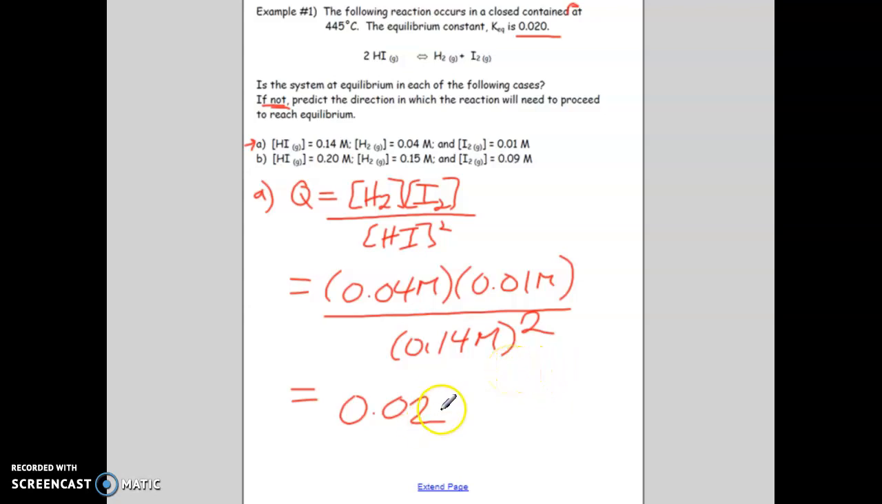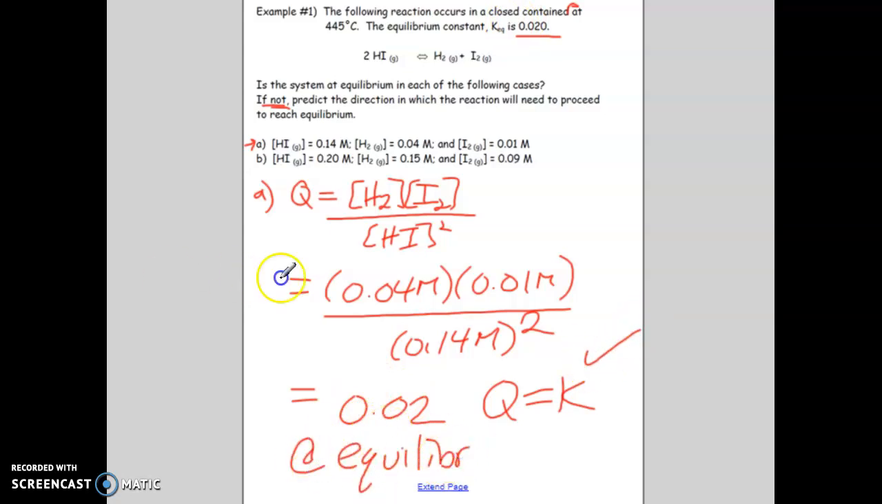So in this case, you're going to compare this to the K. So Q is actually equal to K in this situation, 0.02, 0.02. So that means this is at equilibrium. So we don't have to indicate the shift because it already happens to be. So part A, those concentrations are equilibrium concentrations.